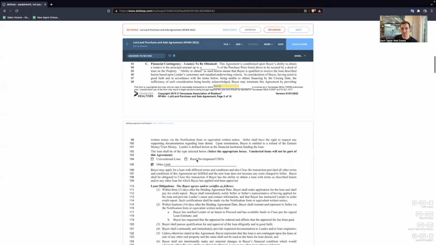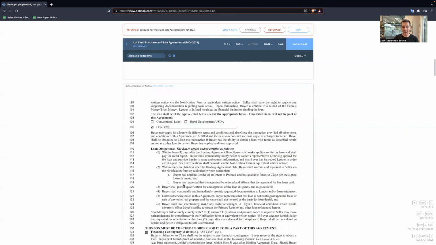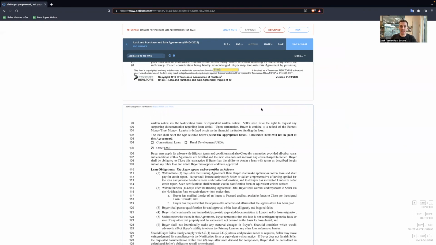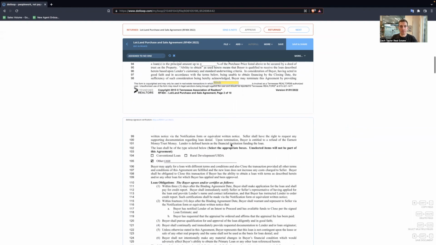Now, here's a very, very common thing I've been seeing a lot, and let's go ahead and improve on this: financing contingency, loans to be obtained. So this is a cash deal. The buyer does not need a financing contingency. If that's the case, leave this section blank. Don't touch it. Don't put anything in here.